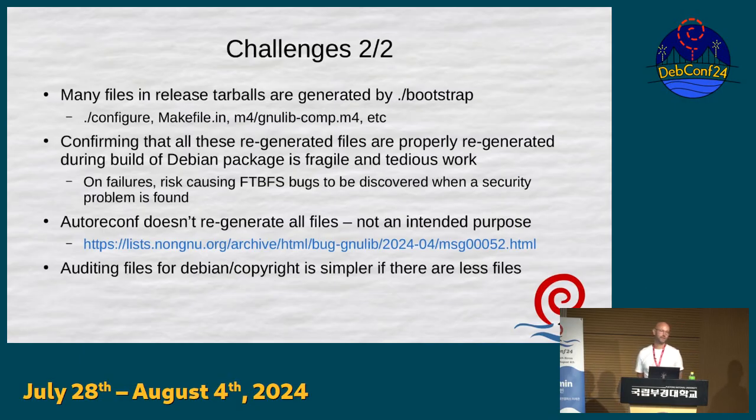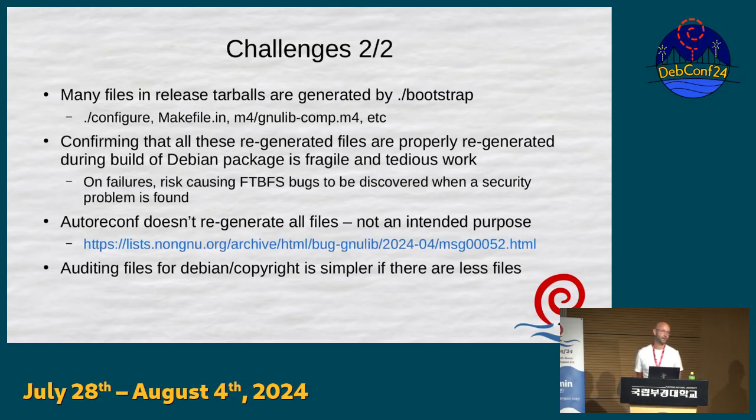And another challenge is that the tarballs often contain generated files that are not present in gnulib at all, but generated when building the tarball. So normally Debian packages should rebuild all the generated files to make sure we're building from source code. But this is quite fragile and tedious work, and it's really easy to miss checking this. And this may eventually cause failed-to-build-from-source bugs if there's some bug in one of these files.